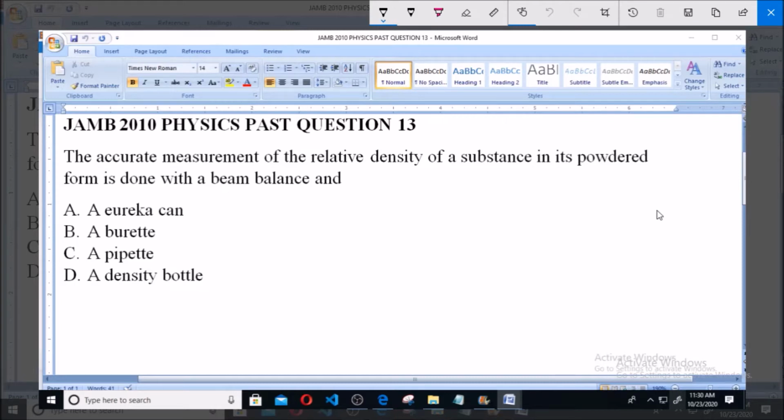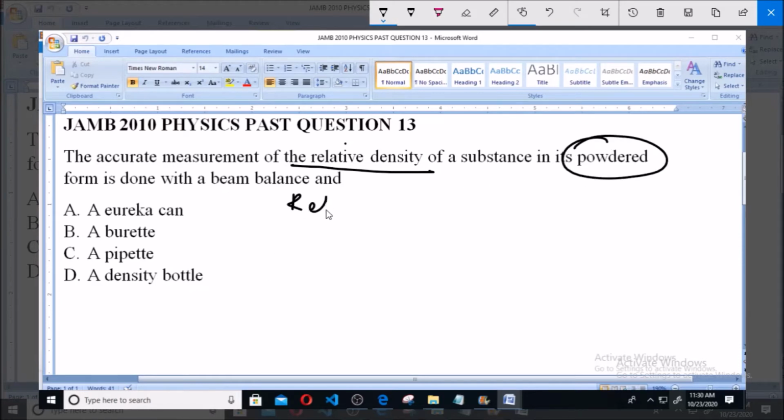The accurate measurement of the relative density of a substance in its powdered form is done with a beam balance and A. a Eureka can, B. a burette, C. a pipette, D. a density bottle. Now, we are asked for what is used to measure accurately the relative density of a powdered substance. Okay.